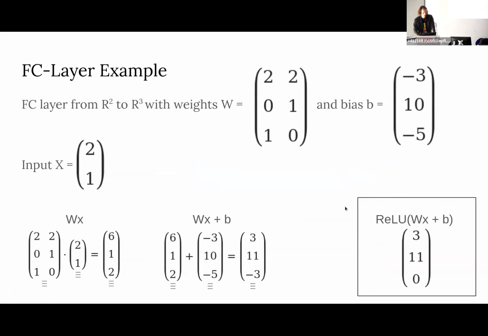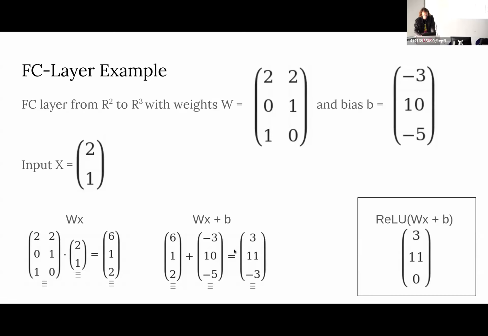Let's look at the example with ReLU and some weights. So let's say we have input x as 2 and 1, and our weights matrix is 2, 2, 0, 1, 1, 0. And that's our bias. Then to calculate the result of a fully connected layer, we need to multiply Wx. So we'll get 6, 1, 2. Then we need to add b.